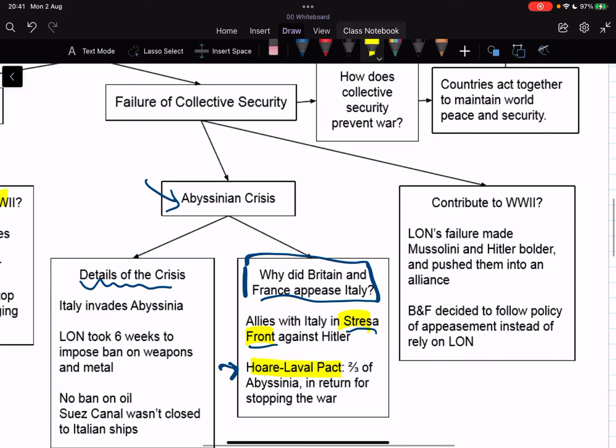How did this contribute to World War II? Well, you need to say that the League of Nations' failure to practice collective security made Mussolini and Hitler bolder, and it in fact pushed them into an alliance called the Rome-Berlin Axis. And also, Britain and France realized, we're not going to rely on the League. This doesn't seem like a very worthwhile organization. They're instead going to follow a policy of appeasement.